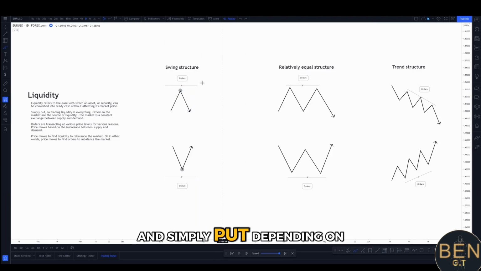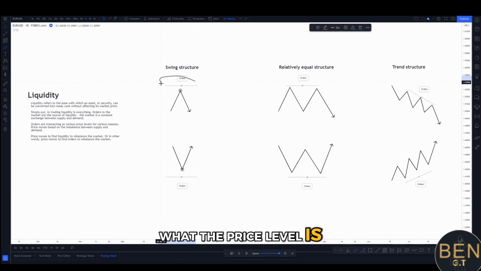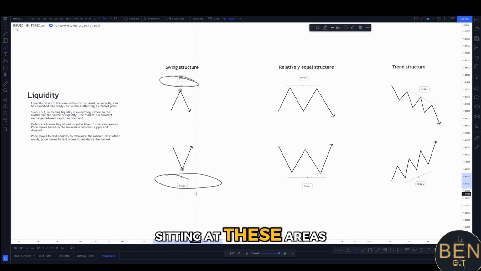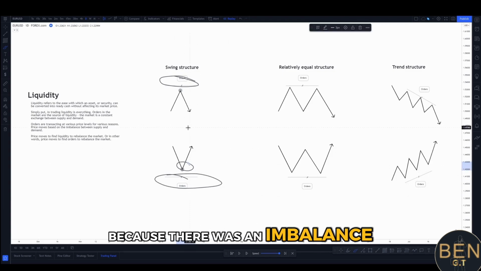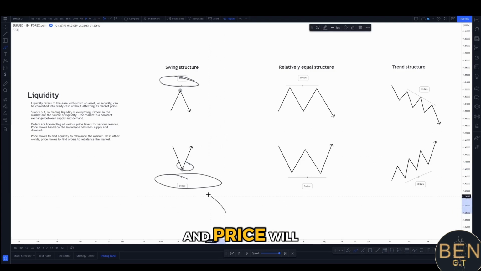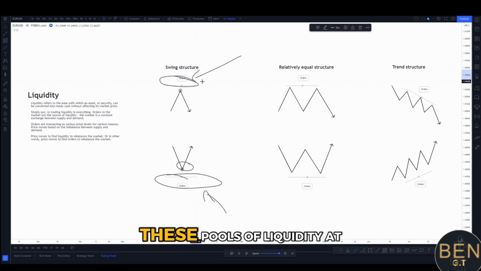And simply put, depending on what the price level is, there might just be orders sitting at these areas, and once price tapped in just above those pools of liquidity or these pools of orders that exist, it was enough to take price away because there was an imbalance between buying and selling, and price will more than likely return to these pools of liquidity at a later point once a new imbalance in the market exists.